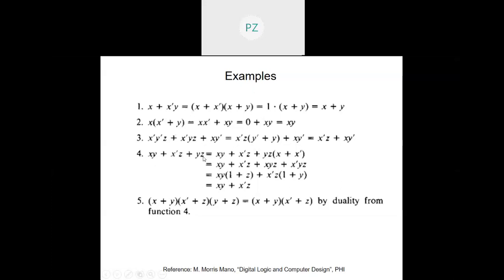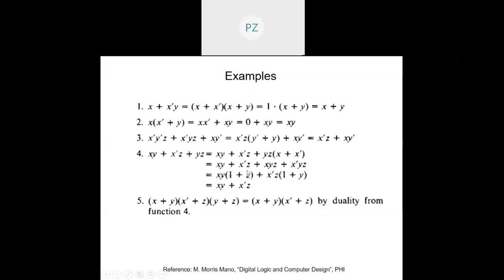xy plus x dash z plus yz is equal to xy plus x dash z, these are intact. yz I can write as yz into x plus x bar, because x plus x bar is 1. So I can write yz dot 1, which is x plus x bar. Now xy plus x dash z, this part remains the same. Now using the distributive property, this becomes xyz plus x dash yz. Now I can take xy common. When I take xy common, I get 1 from here and z from here. So xy into 1 plus z.